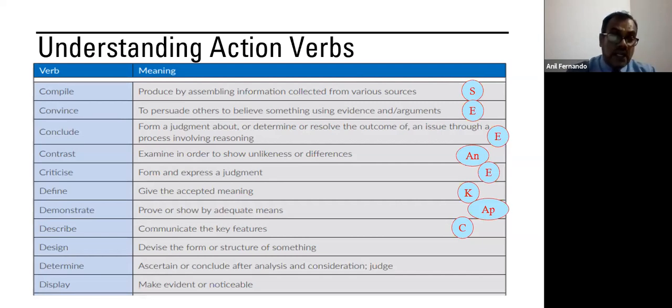But in the description, you describe what it is as you understand, or as that has been established in that particular field of study. It's a description of what it is.